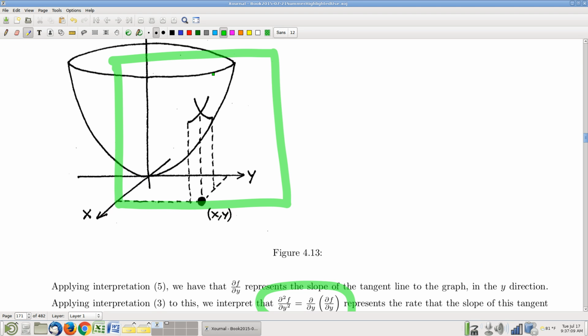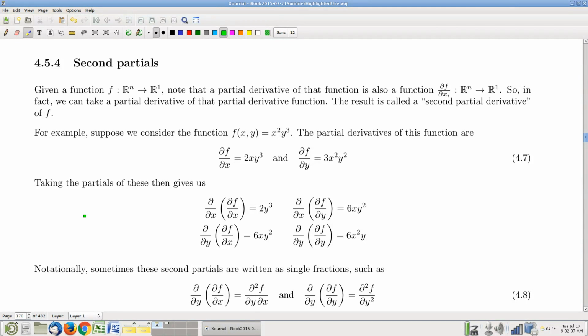Right, that plane slices through this. I've drawn a paraboloid here just to have something to look at. It slices through this surface to make a curve. And when we talk about the partial derivative, we're talking about the slope of the tangent line to that curve. Okay, fine. So, well, now think about it.